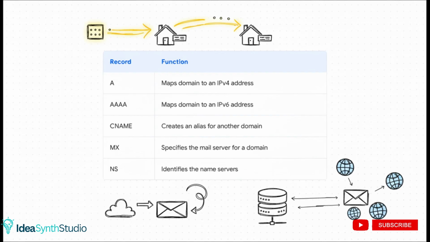And that phone book has all different kinds of entries, which we call records. An A record is the most common. It just maps a name to an IP address. A quad A record, or AAAA, does the same thing for the newer IPv6. But you've got others, like an MX record, which is what tells SMTP where to deliver email for a domain. It's a really versatile system.